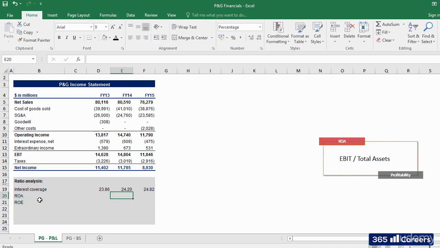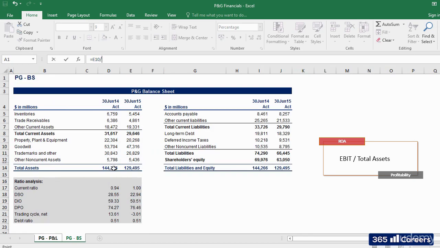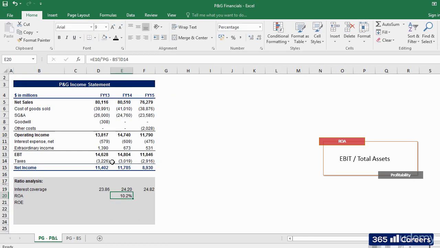ROA is equal to EBIT divided by the company's total assets for that year. I'm dividing EBIT by total assets and obtaining a ratio of 10.2% in 2014 and 9.1% in 2015. Please note that we don't calculate a ratio for 2013 because our balance sheet contains only 2 years. Okay, but is an ROA of 9 or 10% good?